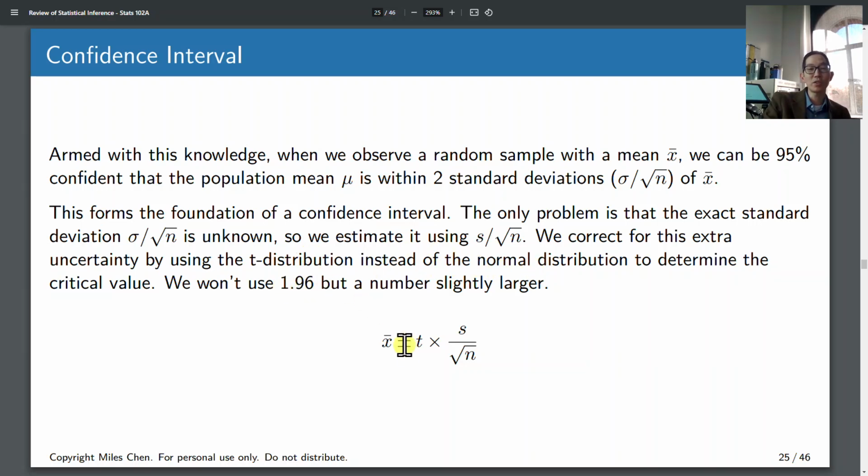And so instead of using 1.96, we use a slightly bigger number to offset for our uncertainty. You have the degrees of freedom, and the lower the degrees of freedom, the more you have to offset. If you have infinite degrees of freedom, the t distribution and normal distribution are the same, so you end up using 1.96. But anyway, this is your confidence interval formula: the mean of your sample plus or minus some number times the standard error. We call this the margin of error.